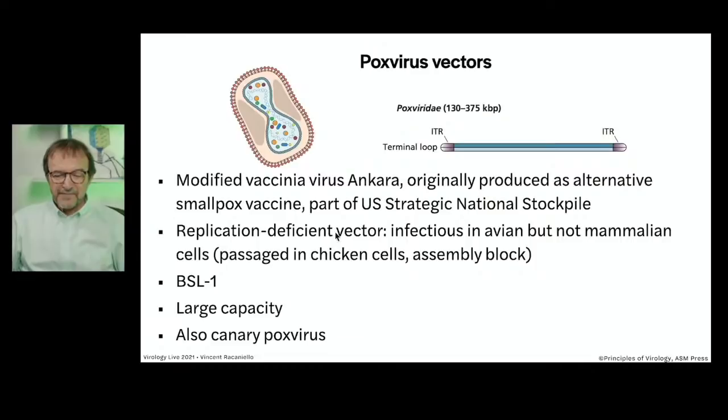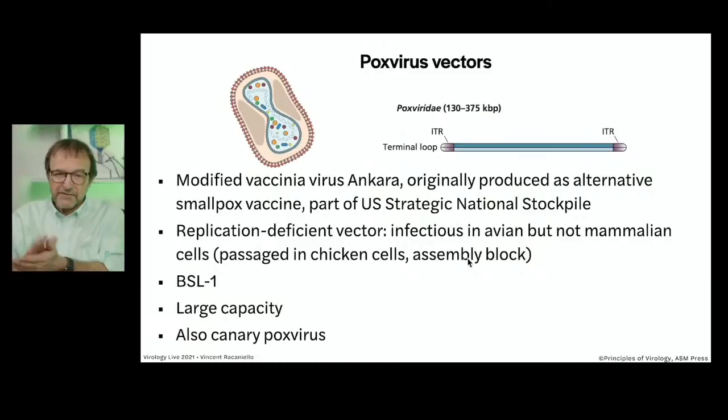The vector that we're going to talk about was passaged in chicken cells until it no longer reproduced in mammalian cells. There's an assembly block, so the virus gets into mammalian cells. Everything happens. You have gene expression, but there's no assembly into virus particles. So that's the replication-deficient vector of MVA.